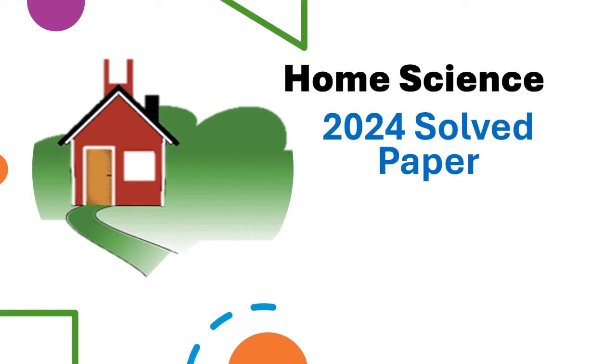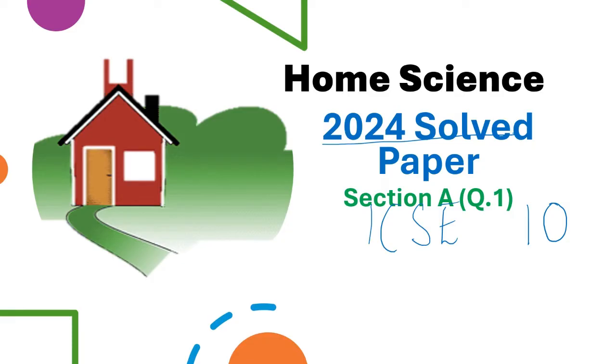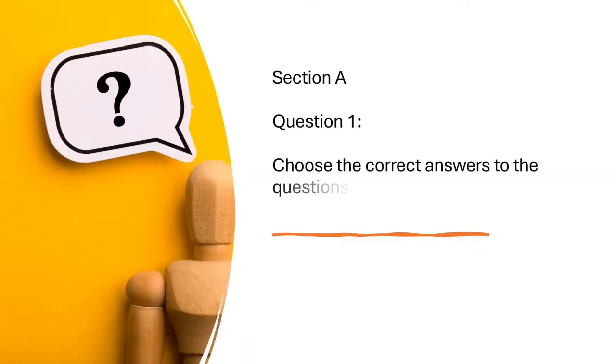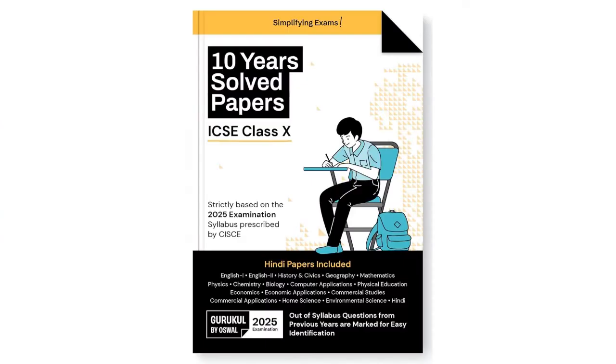Today we are solving the Home Science 2024 paper for ICSE. For ICSE Class 10 students we are doing Home Science 2024 paper, and in this video we are doing Section A Question 1. So let's begin. Section A question 1 is always a multiple choice question. You have to choose the correct answers to the questions from the given options.